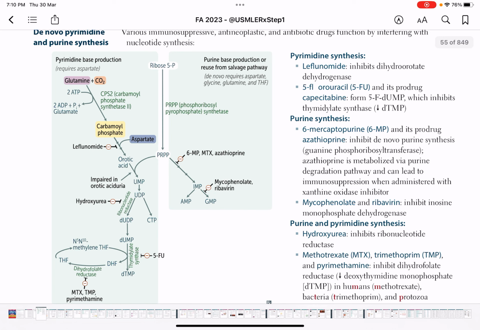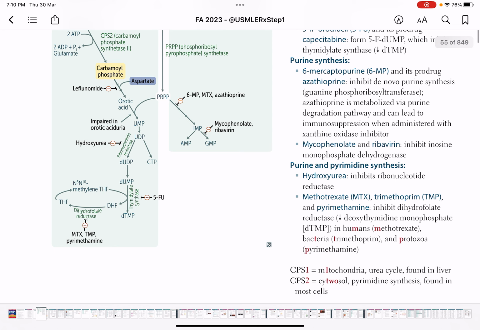Later on, orotic acid is converted to UMP with the action of PRPP, and then UMP is converted to UDP. UDP is converted to CDP or dUDP by ribonucleotide reductase, dUDP to dUMP, and dUMP by thymidylate synthase to dTMP.